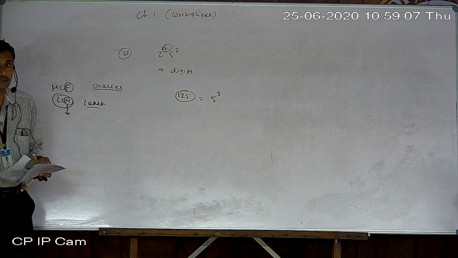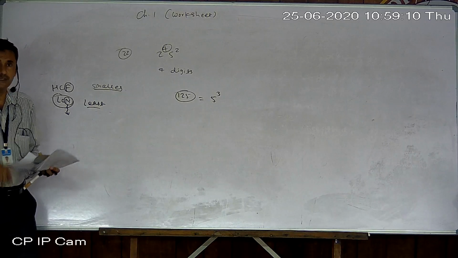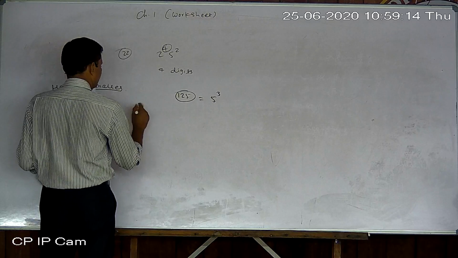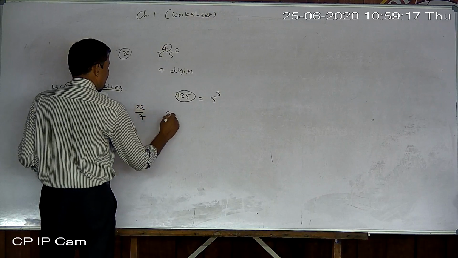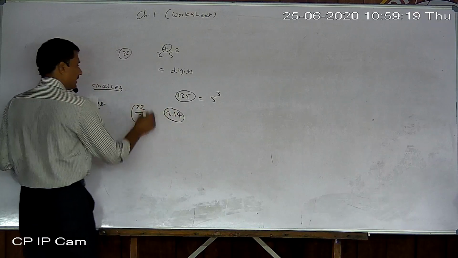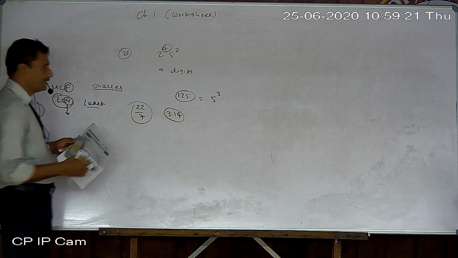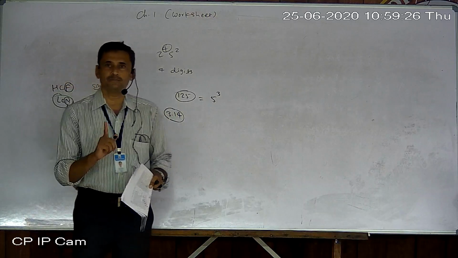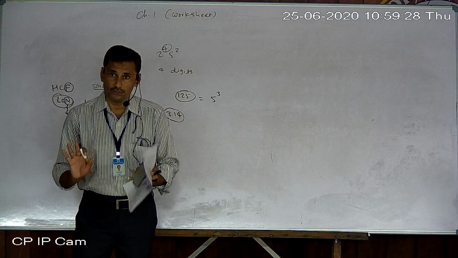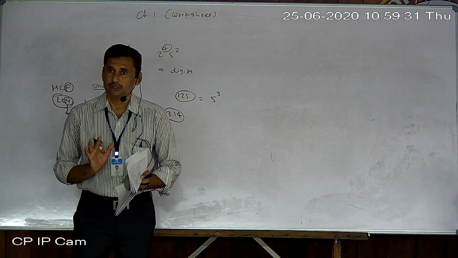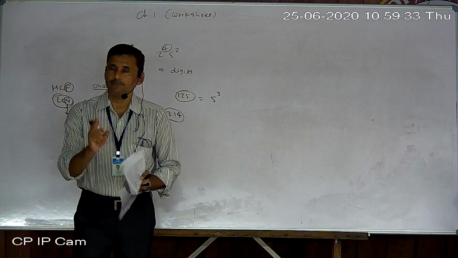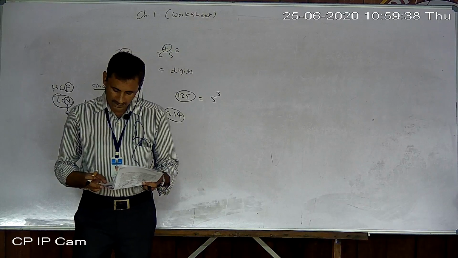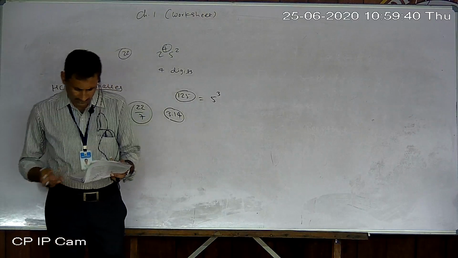Number 27, pi is a rational number. Pi is an irrational number. Remember this. Why? Because actually we take its value as 22 by 7 or 3.14, but that is not its exact value. Both are approximate values. Basically these are rational, but pi is an irrational number, non-terminating, non-repeating. So false.